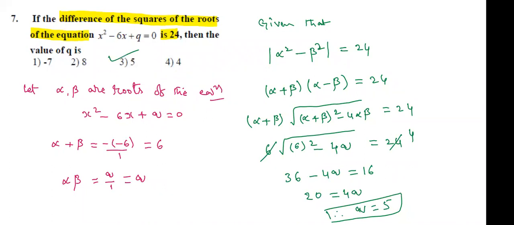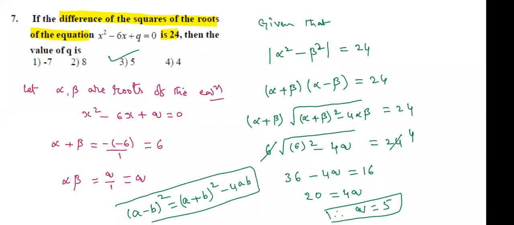Here alpha minus beta value. We know that a minus b whole square formula. What is that? A plus b whole square minus 4ab. If squares in right hand side, square root will come on it. So by using this formula, I have written directly. Students understood now? So finally, third option correct.